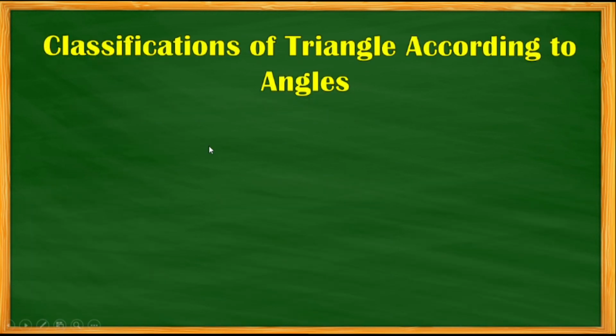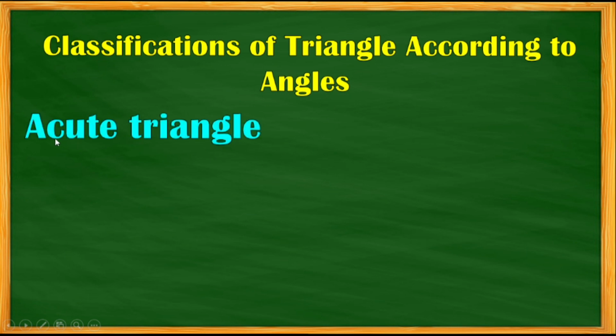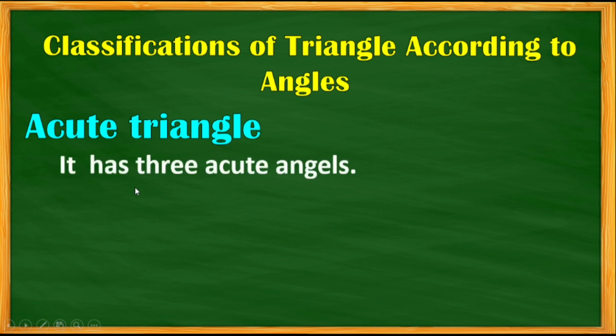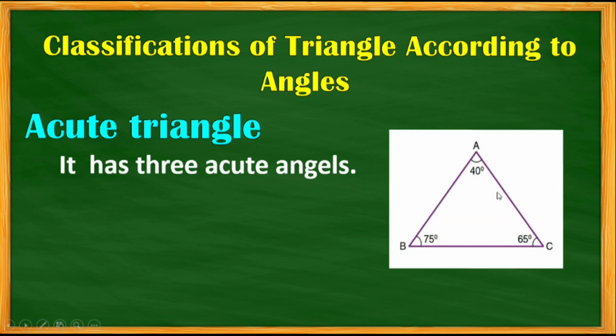Now, there are classifications of triangles according to angles. The first one is an acute triangle. An acute triangle has 3 acute angles. Like for this example, it has 3 acute angles. 75° is an acute angle, 40° is also an acute angle, and 65° is also an acute angle. So this one is an acute triangle.